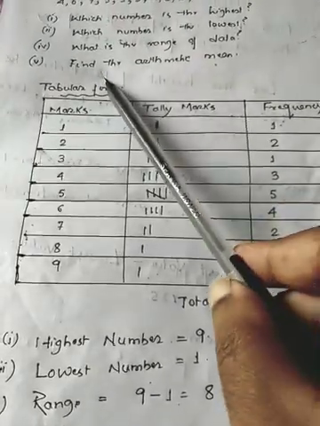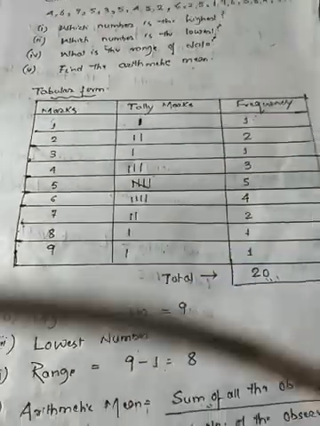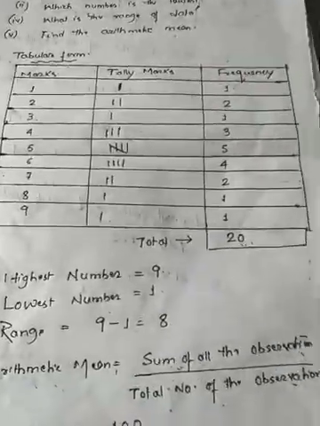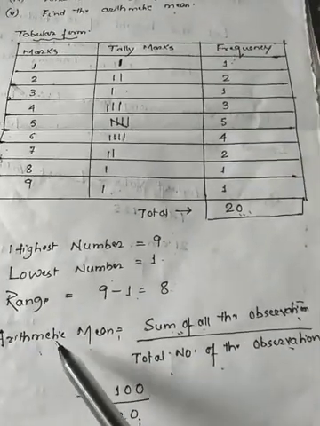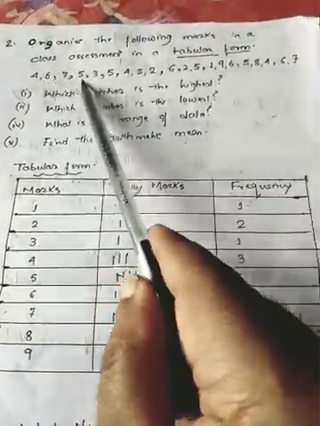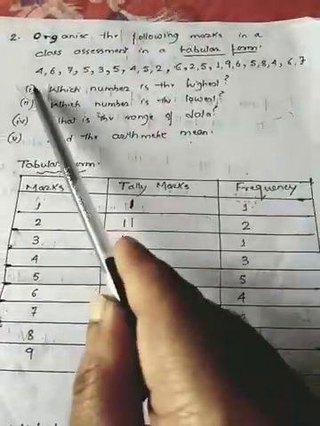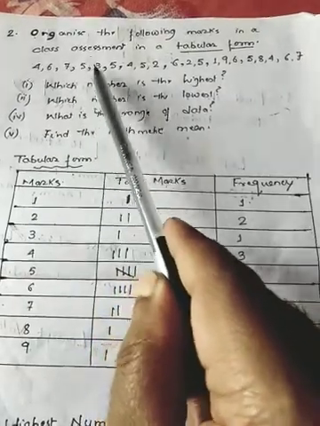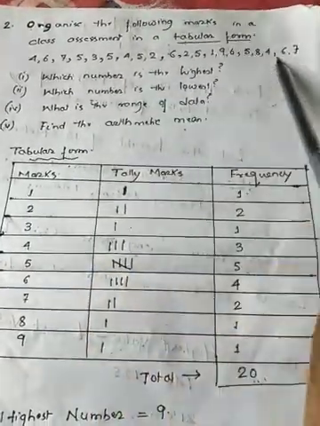Now let's move on to the final question, that is, find the arithmetic mean. Arithmetic mean is very easy, students. You just have to know the formula. Arithmetic mean is the sum of all the observations divided by how many observations there are. All the observations you have to add up, that is 4 plus 6 plus 7 plus 5 plus 3 plus 5. You have to add up all the observations, students.